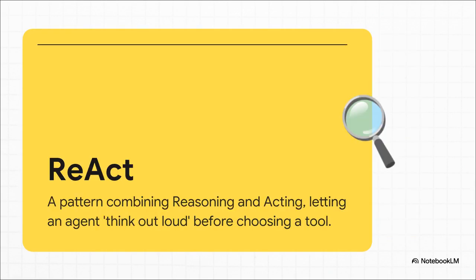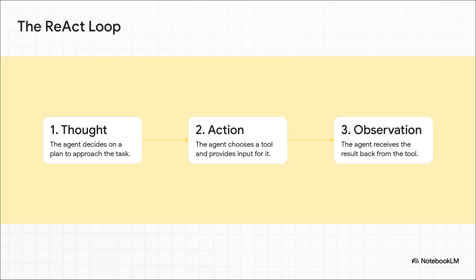Okay, let's level up again and look at the next key pattern: ReAct. This is where the agent really starts to think out loud. The name says it all. It's about combining reasoning, where it forms a thought about what to do next, with acting, where it actually picks a tool and uses it. This thought-action-observation cycle is the secret sauce for tackling problems that have multiple steps.